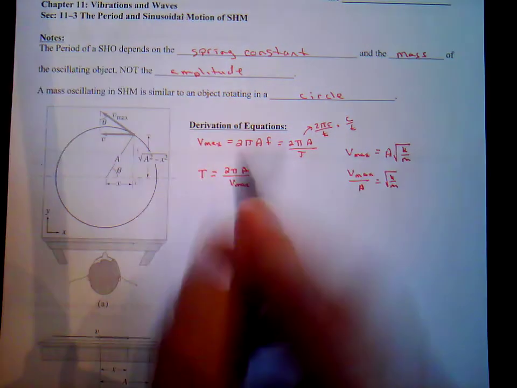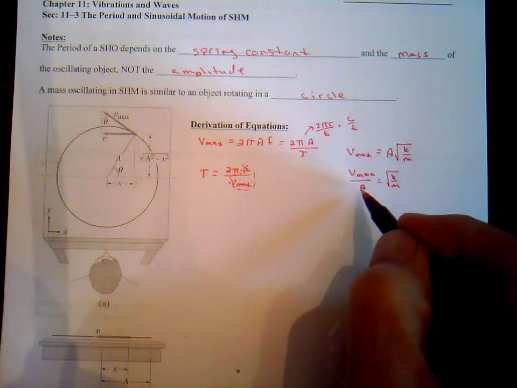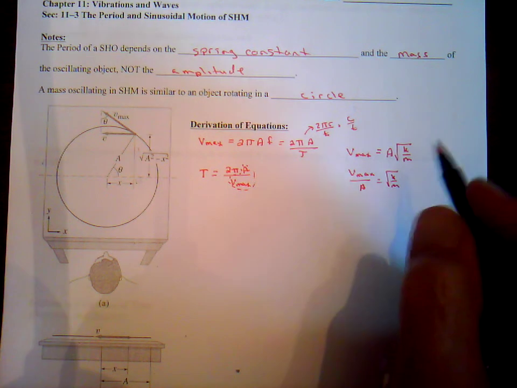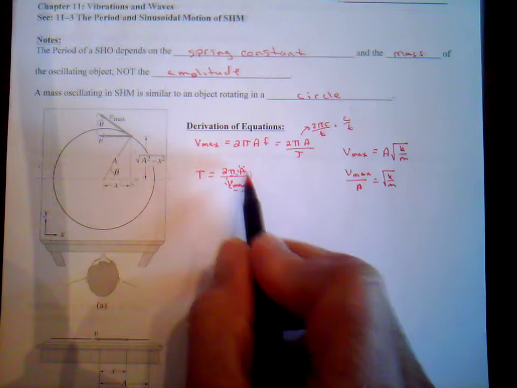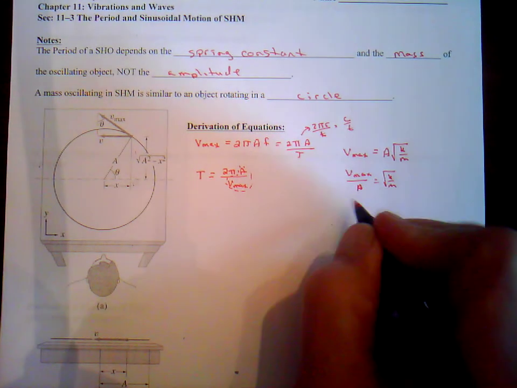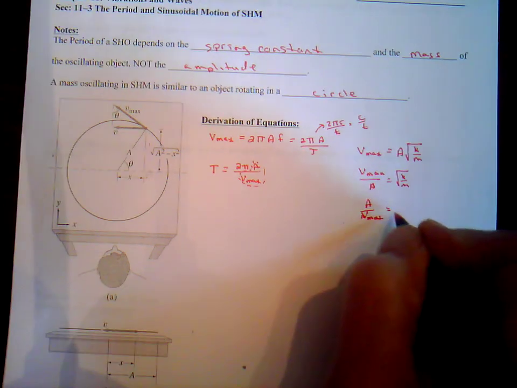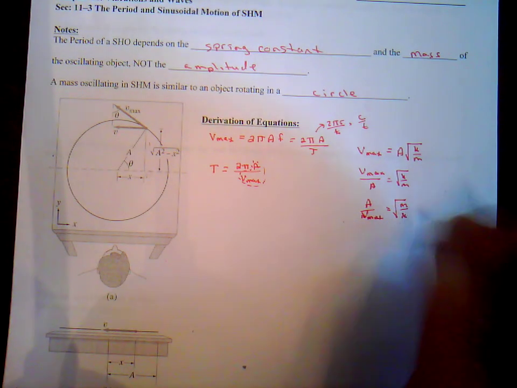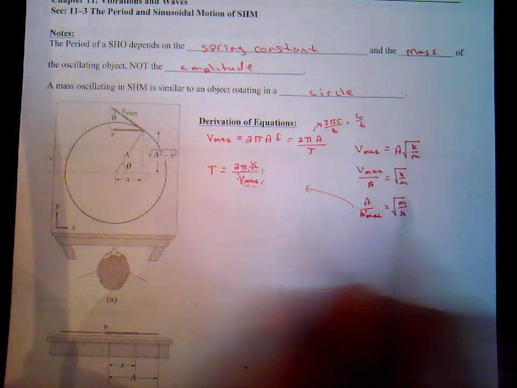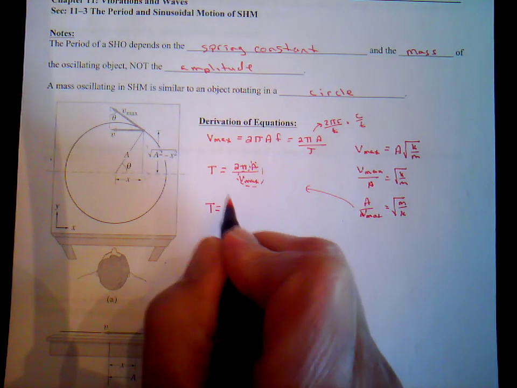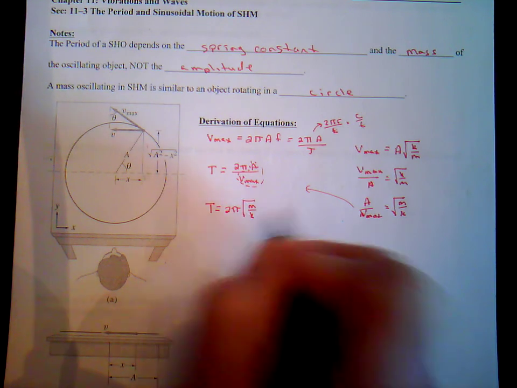Well, look what we have in this equation. We have a over maximum velocity. This is maximum velocity over a, which is the inverse of this. So this maximum velocity over a is equal to the square root of k over m. Since this is the inverse of this, I have to invert this. A over maximum velocity is equal to the square root of m over k. I have to invert that. So now I'm just going to substitute it into this equation here, a over maximum velocity. This period is going to be equal to 2 pi times the square root of m over k.